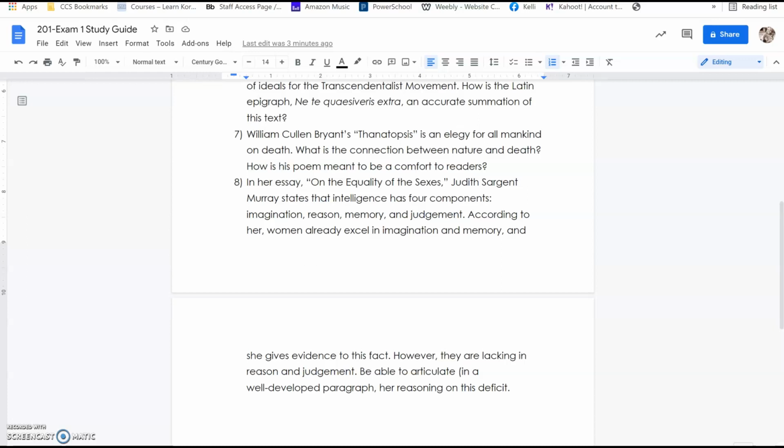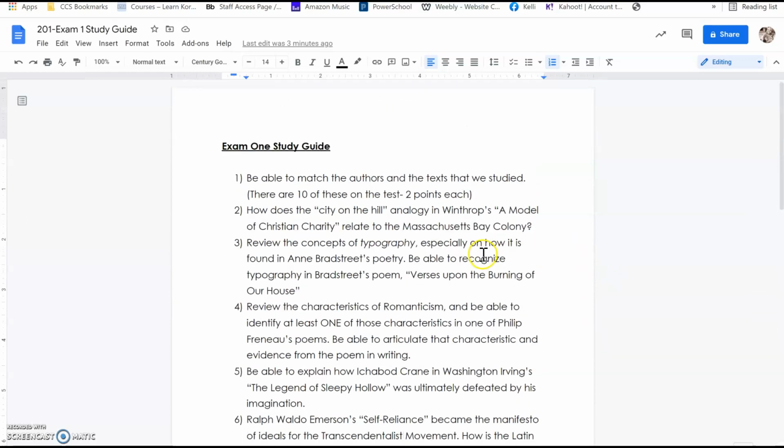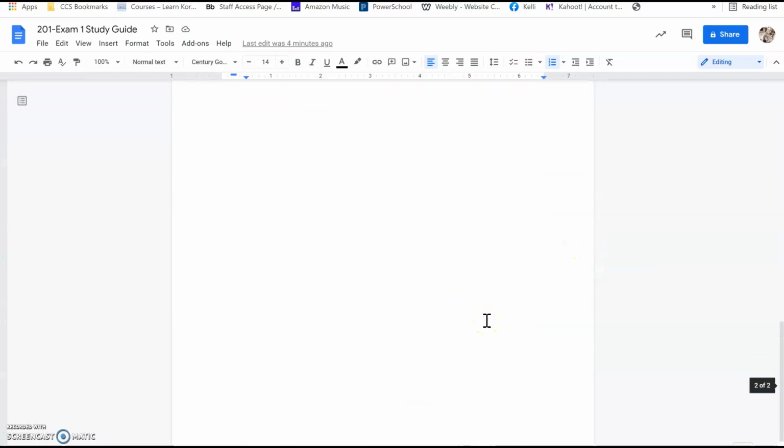I pointed those parts out in the text. So be able to articulate a well-developed paragraph, think CTE kind of response, why women are lacking in the areas of reason and judgment at the time period that she wrote that text. Okay, and so altogether that's 70 total points for this first exam.